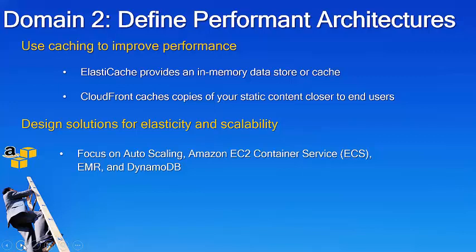Beyond auto scaling for EC2, you can use Application Auto Scaling to automatically scale resources for other AWS services, including Amazon Elastic Container Service or ECS, EC2 Spot instances, Amazon EMR clusters, and DynamoDB. So focus on these services, especially their scaling capabilities. This concludes the domain of defining performant architecture. This domain covers 24% of exam scope.